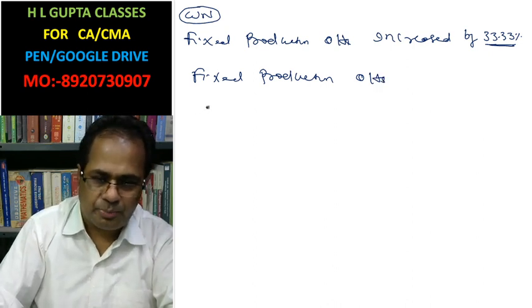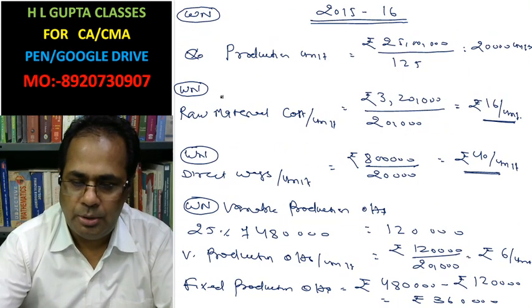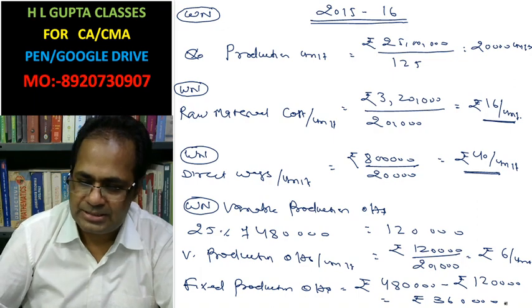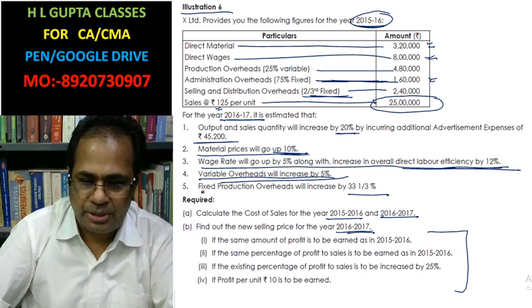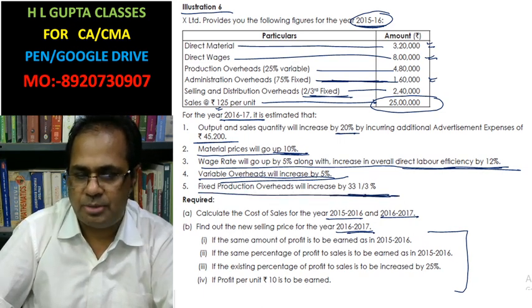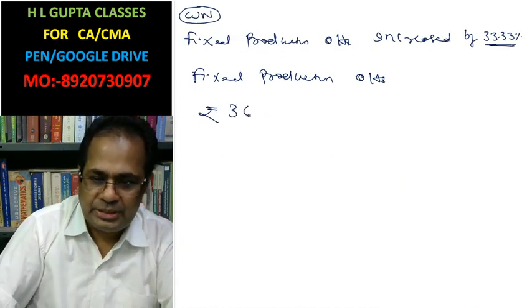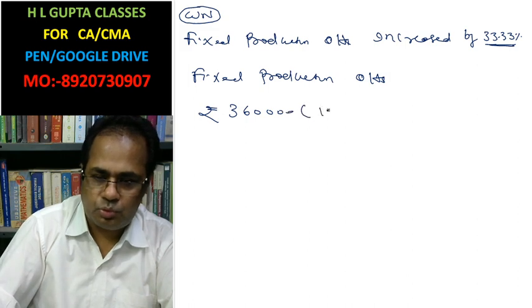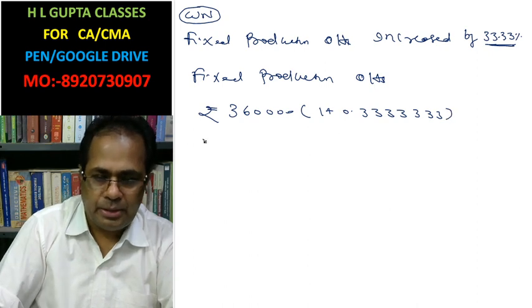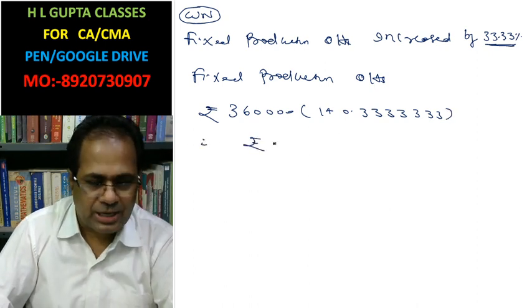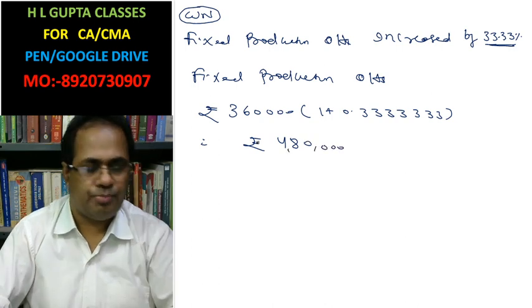In this case, the fixed production overhead in 2015-16 was rupees 3,60,000, and it is increased by 33.33% because the information is given here. Fixed production overhead increased by 33.33%. So rupees 3,60,000 times 1 plus 0.33333 will be rupees 4,80,000.